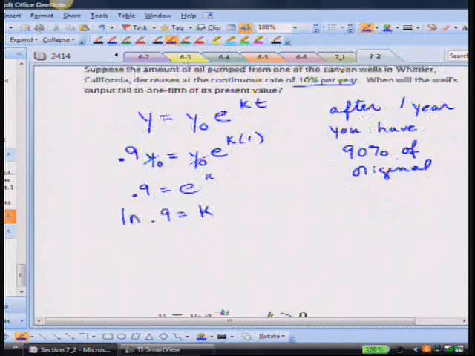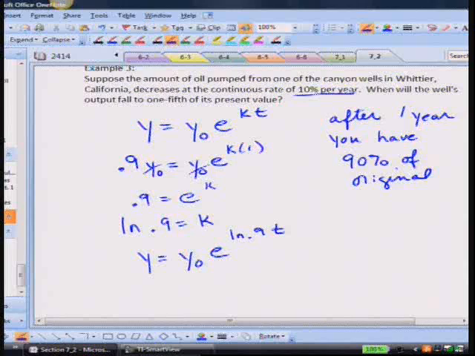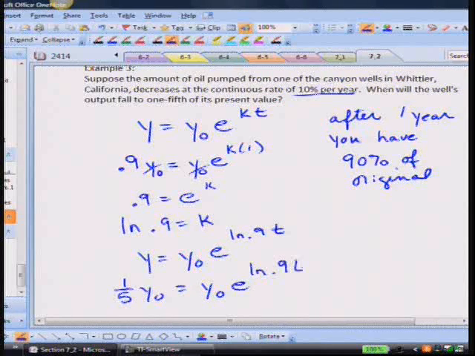So now we have this equation, which is y equals y naught e to the ln 0.9 t. And it seems like we don't have enough information to answer the question, which is, when will the well's output fall to 1/5 of its present value? But what you want to end up with is 1/5 of what you started with, right? So if y naught is what you started with, 1/5 of y naught is what you end up with, right? So it doesn't matter what y naught is. Kind of fun, right? Because then your y naughts cancel on either side. Because of the way these exponential properties work, you don't need to know how much you started with.